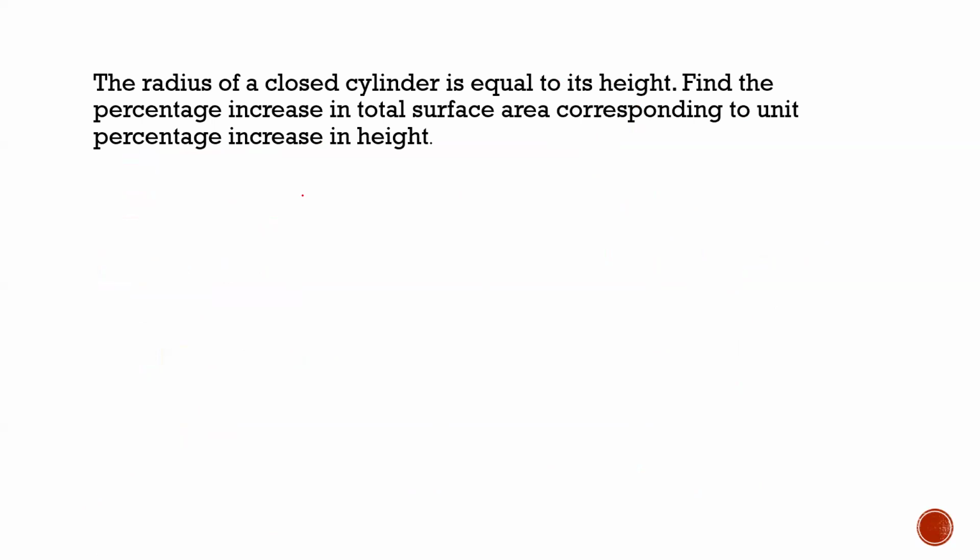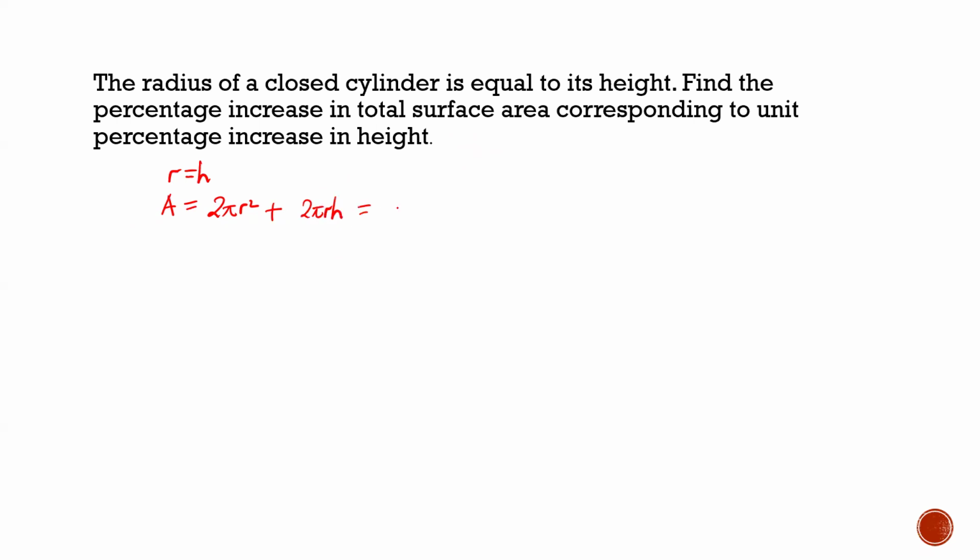Okay, let's look at a different kind of question where I've been asked to find the percentage increase in total surface area corresponding to a unit percentage increase in height of a closed cylinder. Now we're told that for this cylinder in particular, the radius is equal to its height. So let's have that in mind. Now we know that the total surface area of a closed cylinder is going to be given by 2 pi r squared, the area of both the circles, plus the area of the middle part of the cylinder, which is given by 2 pi r h.